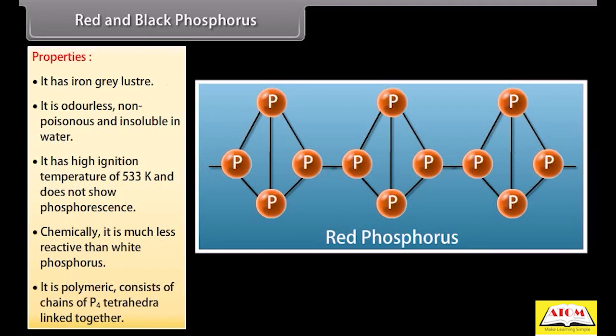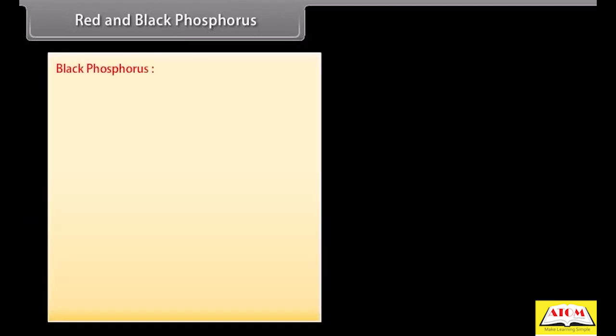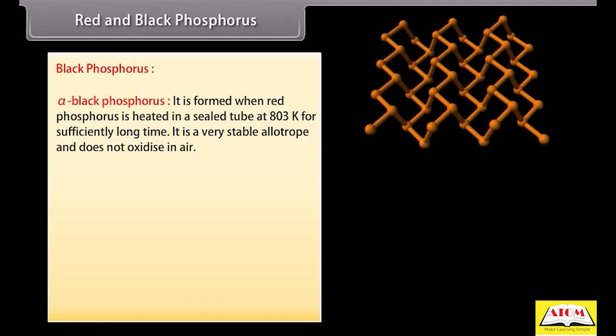It is polymeric, consisting of chains of P4 tetrahedra linked together. Black phosphorus. It has two forms. Alpha black phosphorus. It is formed when red phosphorus is heated in a sealed tube at 803 Kelvin for a sufficiently long time. It is a very stable allotrope and does not oxidize in air.